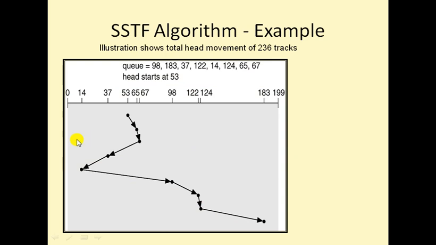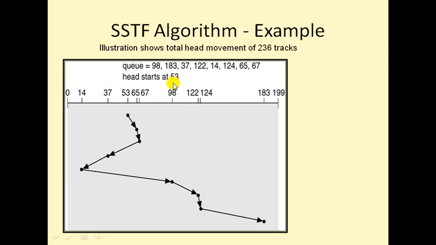So here is an example. I have a queue with entries 98, 183, 37, 122, 14, 124, 65 and 67, and the head starts at 53. Now how do we move from 53 to a particular track in the queue? It is based on the minimum seek time. Now we are at 53, and here we calculate which track number is nearest to 53.